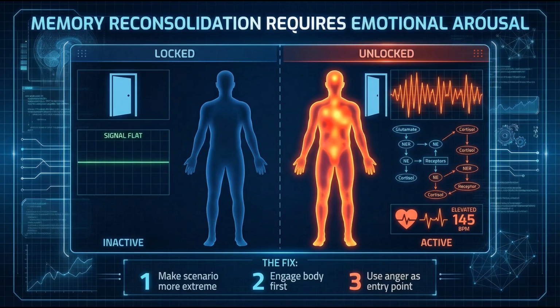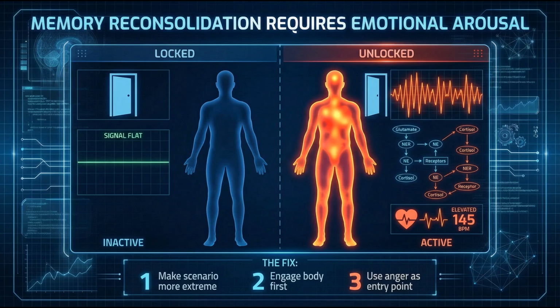Here's why this matters. Memory reconsolidation requires emotional arousal. The neurochemical cascade that makes fear memories labile, that opens the editing window, involves norepinephrine and stress hormones. If your emotion system isn't activated, the reconsolidation window never opens. You're knocking on a door that stays locked. The fix: you need to increase the emotional charge. There are 3 ways to do this.